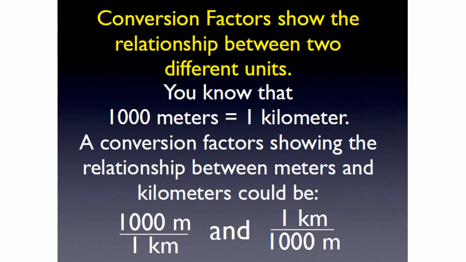Conversion factors show the relationship between two different units. You know that there are 1,000 meters in 1 kilometer. So a conversion factor would show the relationship between meters and kilometers in fraction form. So you could write 1,000 meters over 1 kilometer, or you could write 1 kilometer over 1,000 meters. Those are each equal conversion factors.